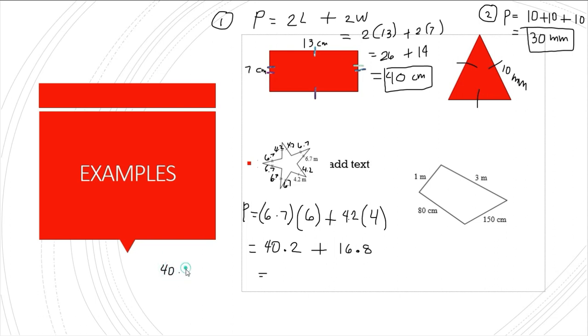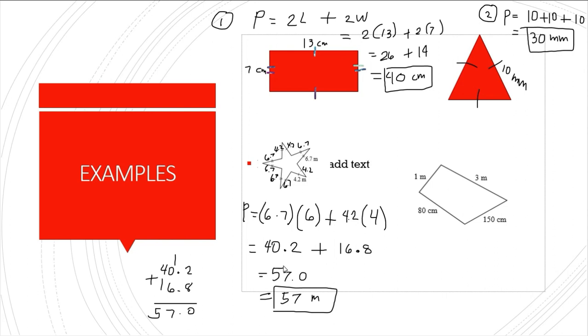Alright, so how do we add decimals? So we just do this, 40.2 and then 16.8, right? So we align the decimal point, we make sure that they're aligned, and then we add them. Therefore, our perimeter would be 57.0, or we could say it's only 57. And don't forget your unit, which is meters. And this is our perimeter.